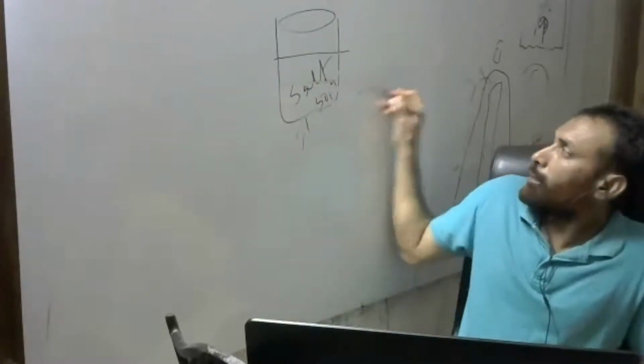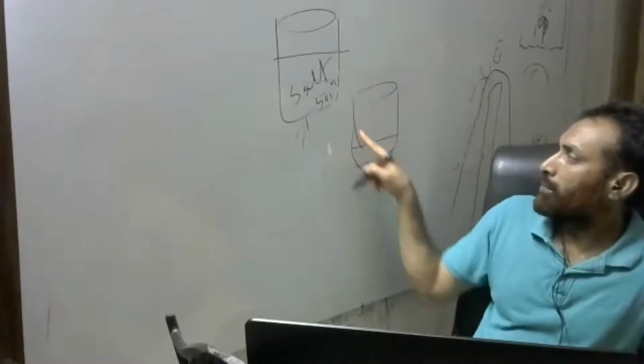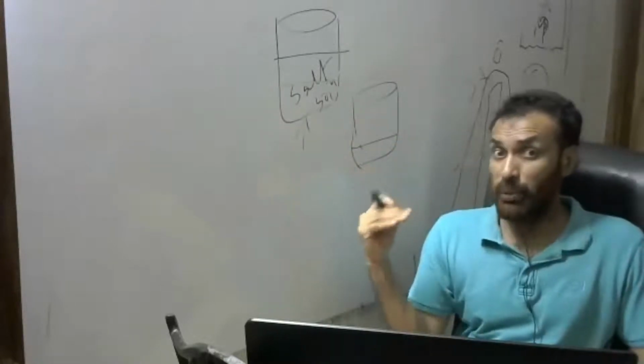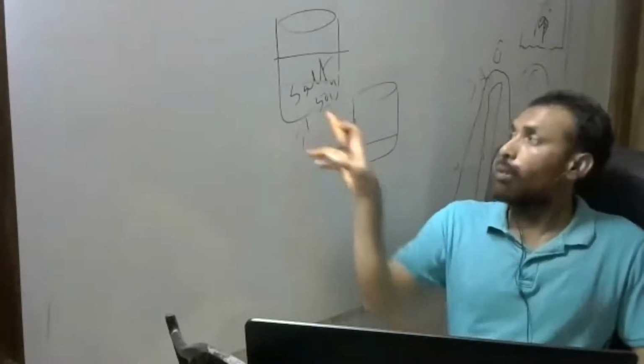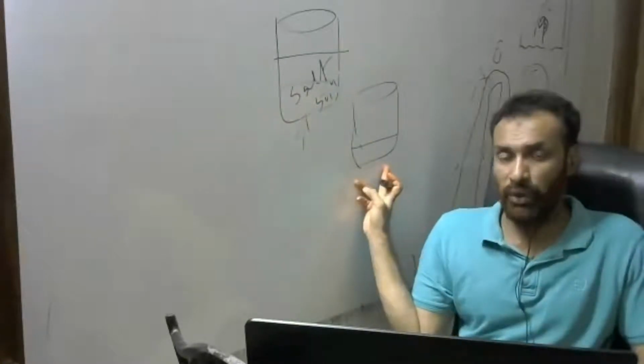Then after this, you will get the solution again, but with less volume. All the salt will remain there, but less water. What do you call this solution? Concentrated solution. What do you call the original solution? Dilute solution. So the dilute solution has been concentrated.